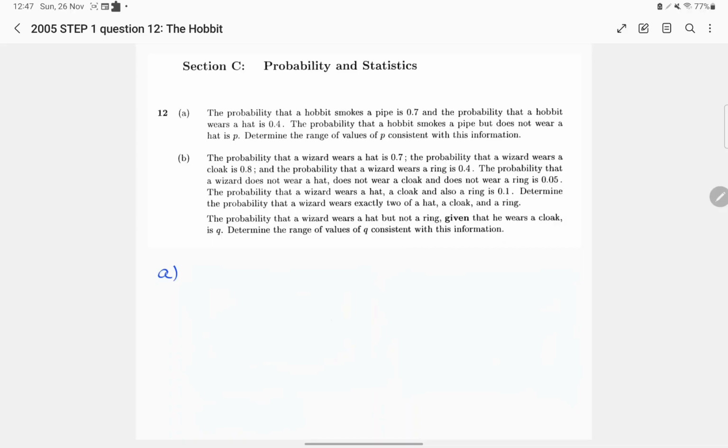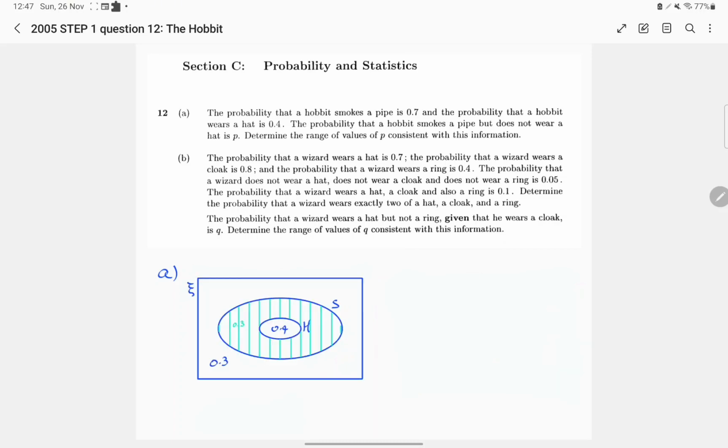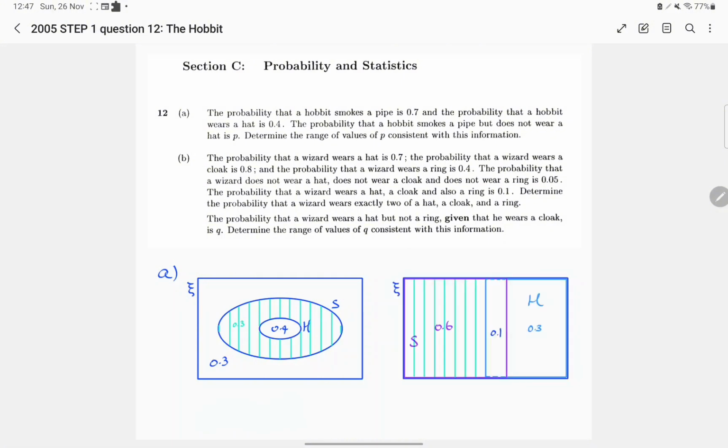In order to complete part A, I'll be drawing 2 Venn diagrams to show the 2 most extreme cases. The first case, on the left here, is that all hobbits who smoke a pipe wear a hat, and in this case, the region that we want is 0.3. The second case, on the right, is the case where the overlap is smallest. In this case, the number of hobbits who smoke but don't wear a hat is 0.6. Therefore, we have the range of p as between 0.3 and 0.6 inclusive.